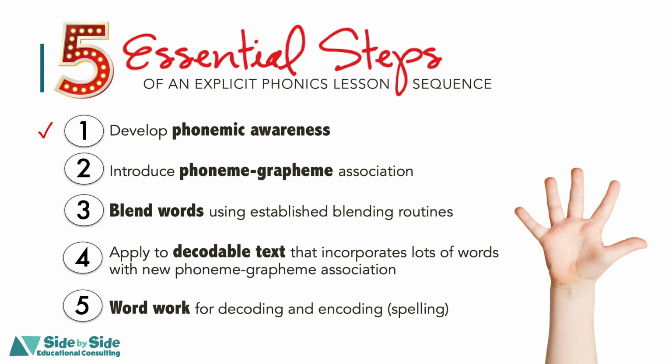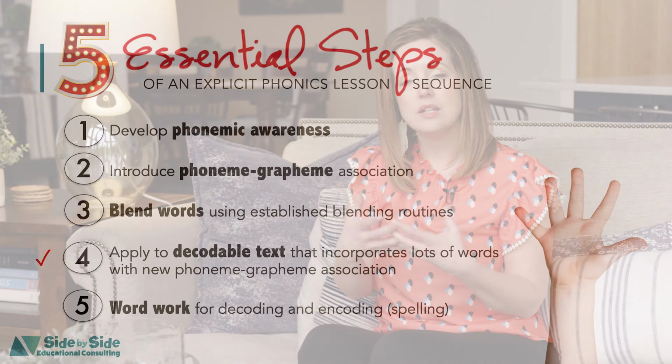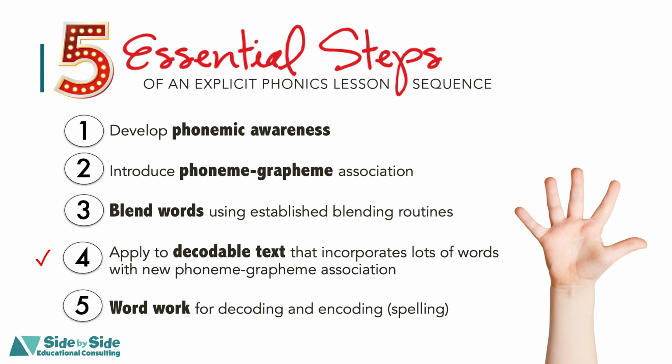We've been in a really exciting phonics series where we've been looking at the components of an explicit phonics lesson and the steps that you can use to build a lesson that's going to ensure success for all kids. The first step was ensuring that there was a phonemic awareness warm-up. The second step was an explicit connection from the sound to the spelling, or a phoneme-grapheme association. And then the third step was blending, teaching kids how to take those sounds that they've learned and blend them into words. We're now today going to look at step number 4, which is reading decodable text.